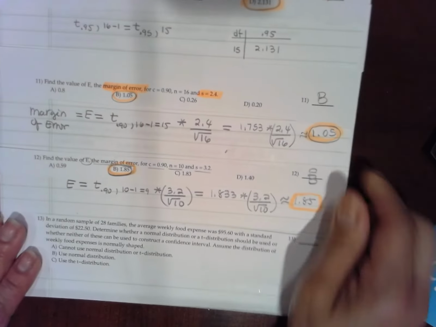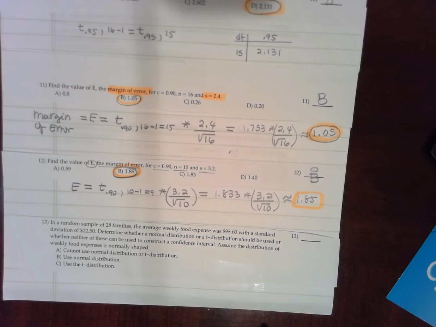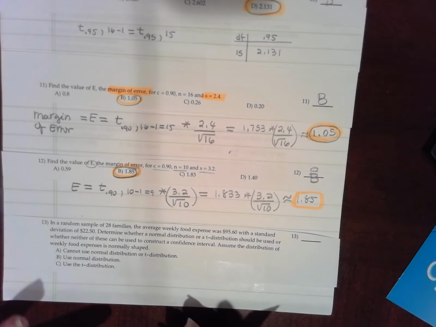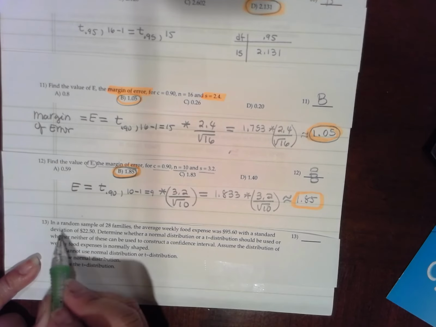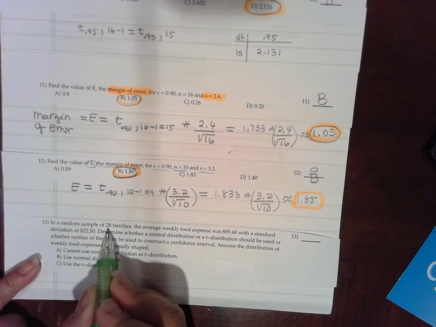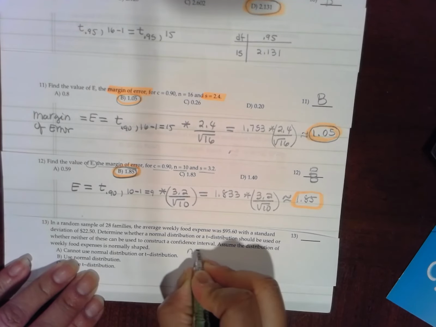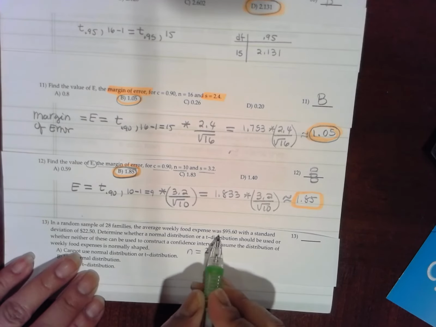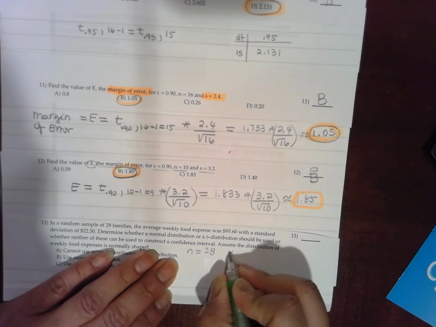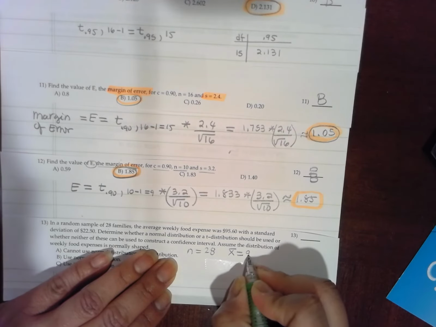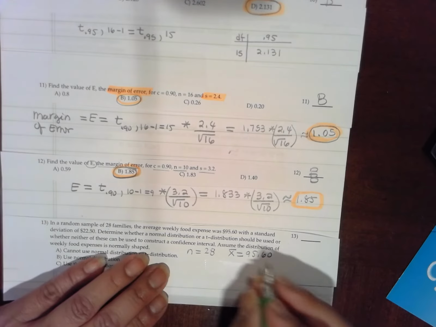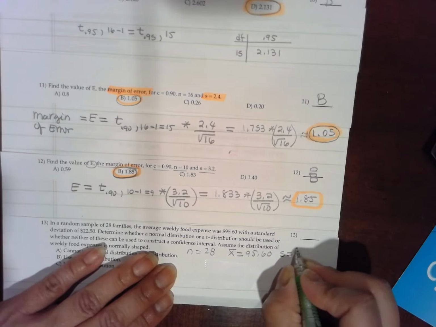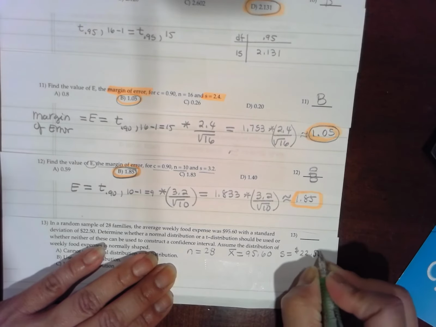The next question looks like an essay, so long. So we'll read it, but it's a short answer. You just have to determine whether you can use the normal distribution, the t-distribution, or if you cannot use any one of them. So we'll read it carefully. In a random sample of 28 families, so the sample is 28. In that sample, they found that the average weekly food expense, so what that means is that the sample mean is $95.60 with a standard deviation. So that refers to the sample standard deviation of $22.50.